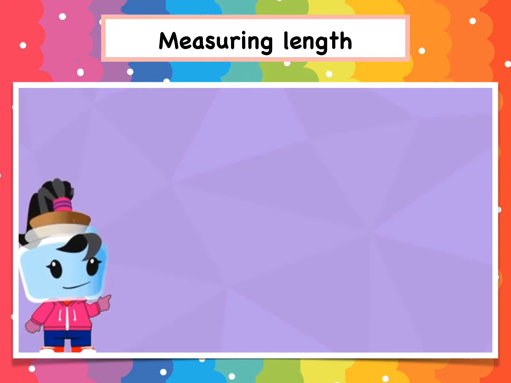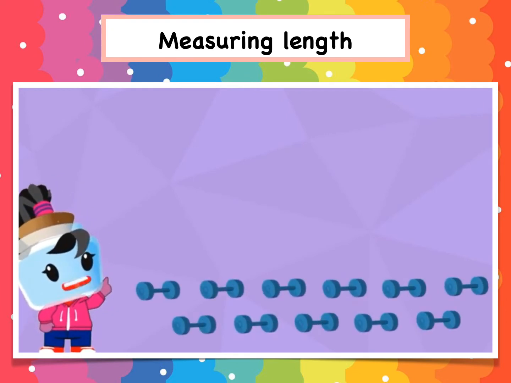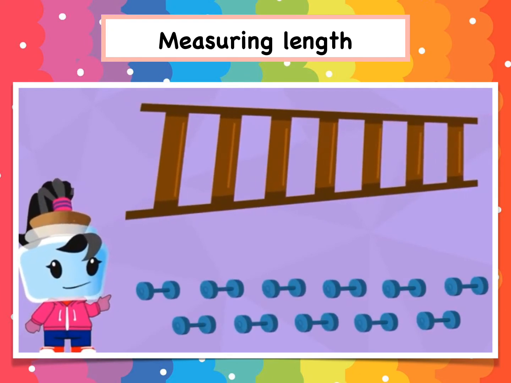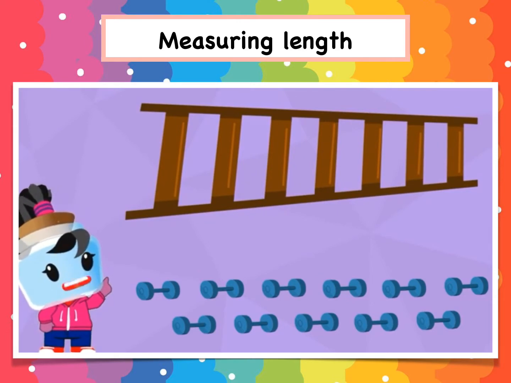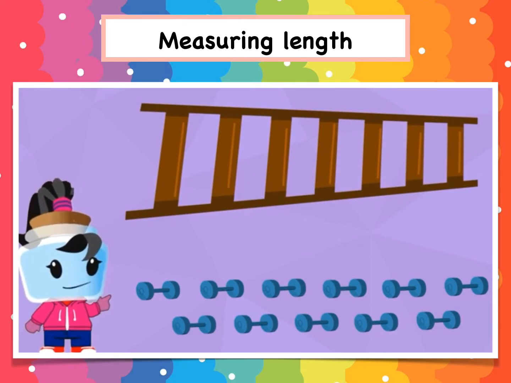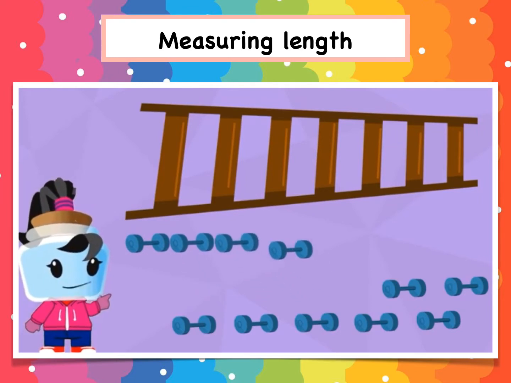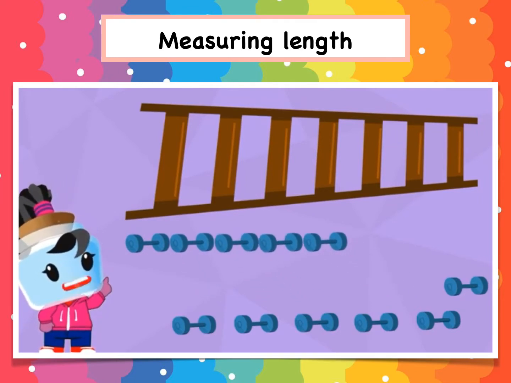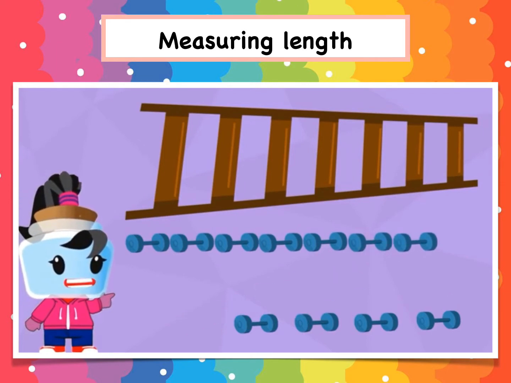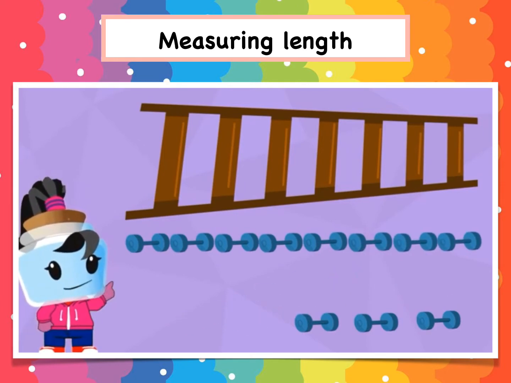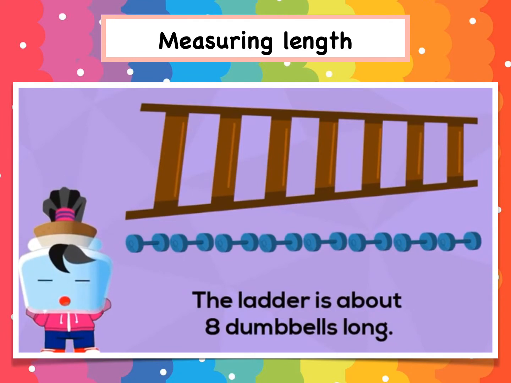Lastly, use the dumbbells to measure the length of the ladder. If we line the dumbbells below the ladder, we will need to use 1, 2, 3, 4, 5, 6, 7, 8 dumbbells. So the ladder is about 8 dumbbells long.